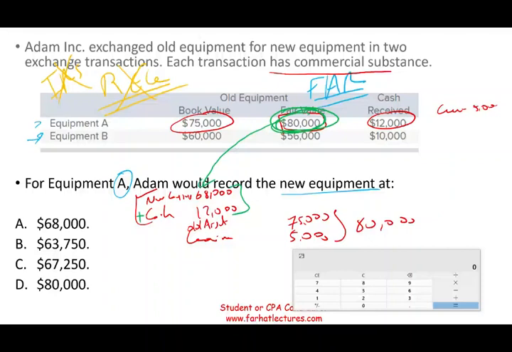Okay. But if you did observe this, that's a good thing, because generally speaking, the fair value of what you give up should equal the fair value of what you received.